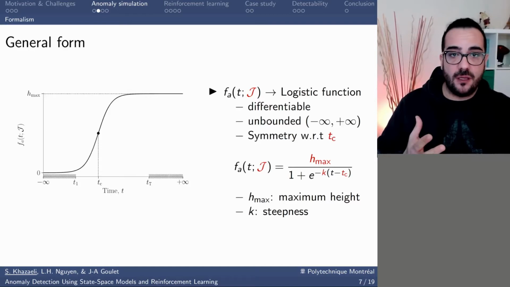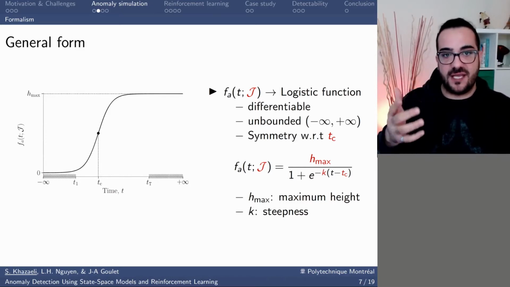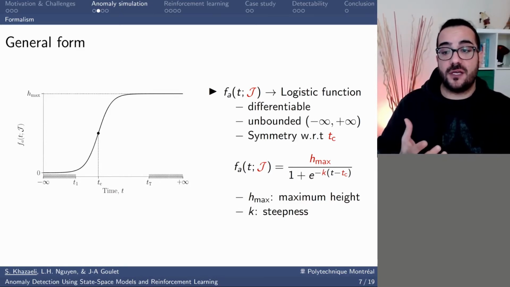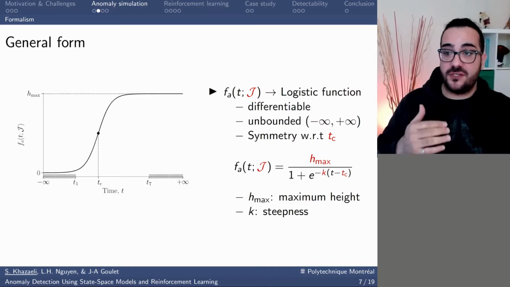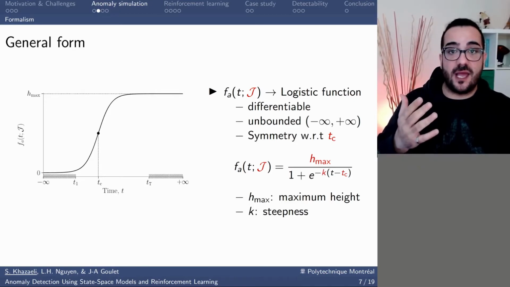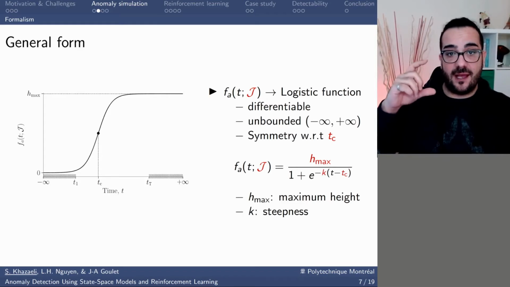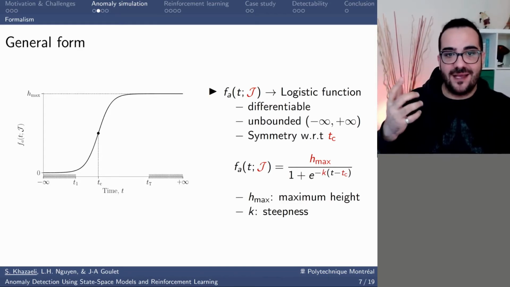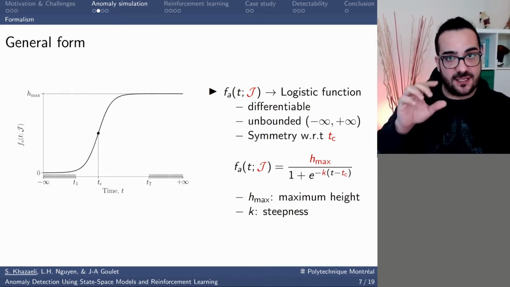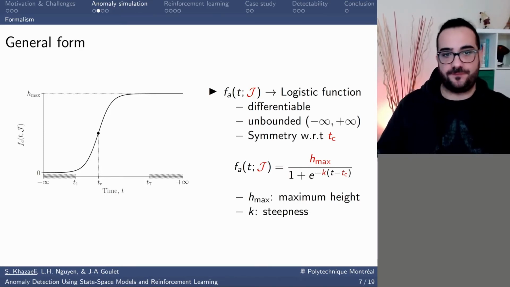So what we did, we chose the logistic function as a general form of the anomaly function, which is differentiable and unbounded and symmetrical with respect to the center of the function, which we call t of c or t of center. The general form of the function is going to be a division, where on the numerator we have h of max, and on the denominator we have e plus e to the minus k multiplied by t minus tc. The maximum height is h of max, t of c is the time on the center of the anomaly, and k is the steepness.